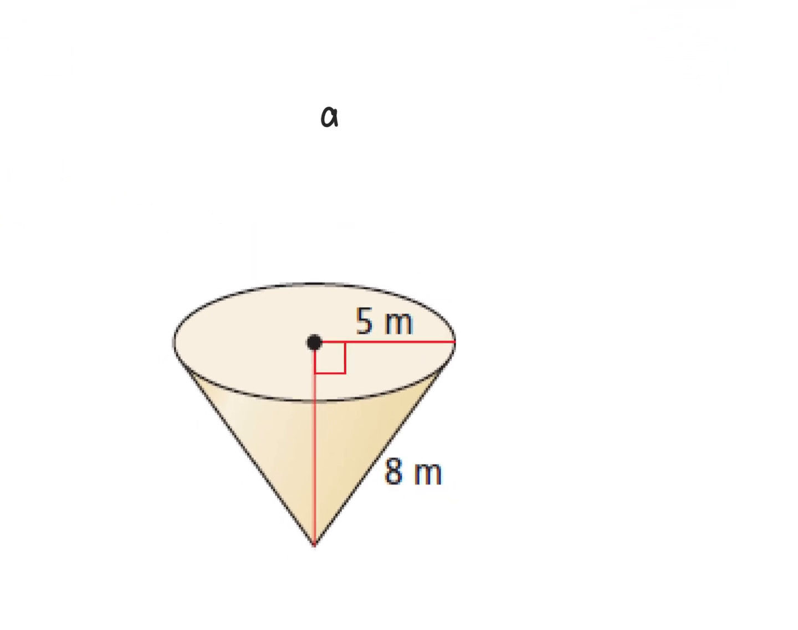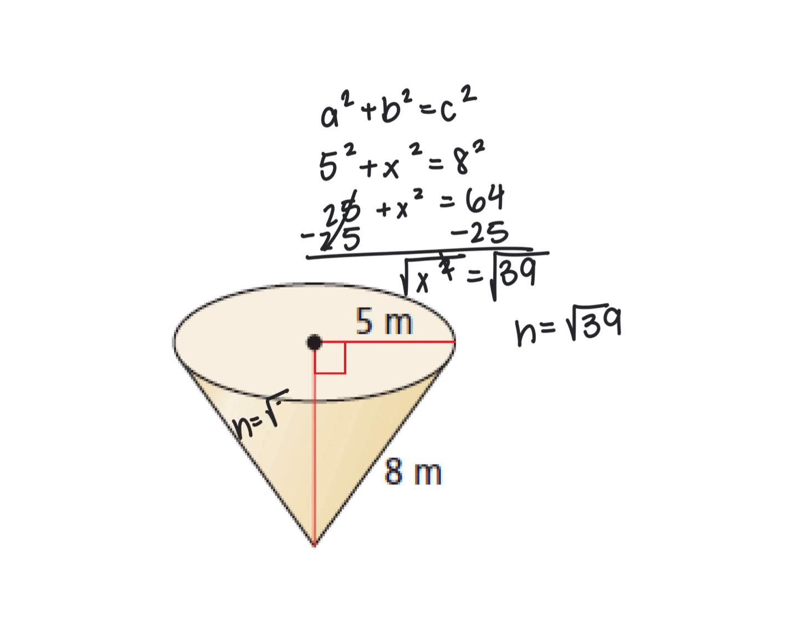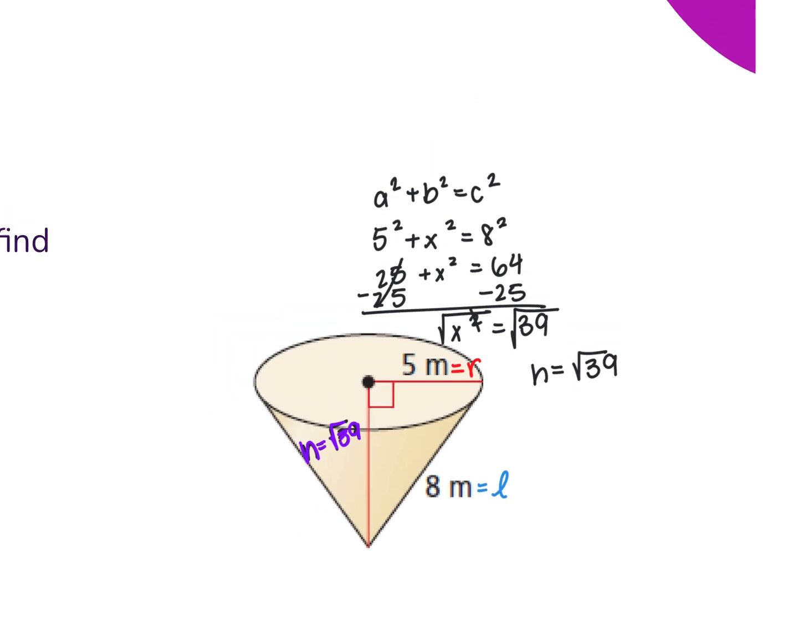So my Pythagorean theorem is a squared plus b squared equals c squared. I'm going to have 5 squared plus x squared, that's my height, equals 8 squared. 25 plus x squared equals 64. Subtract 25 from both sides, and x squared is going to end up with 39. Getting rid of my squared, my height is going to equal the square root of 39. I'm just going to leave it like that. All right, so what else do I have? I have my radius, and I have my slant height, which we represent as L. My height, we solved for square root of 39. Again, slant height is represented as L, so I'm going to leave it that way.